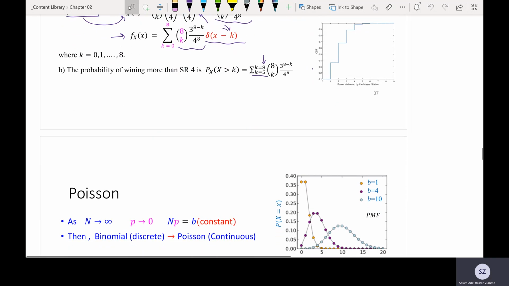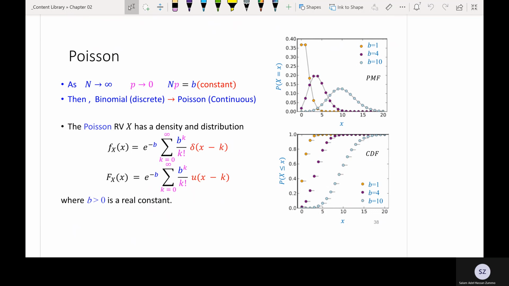okay, so that is considerable here almost.